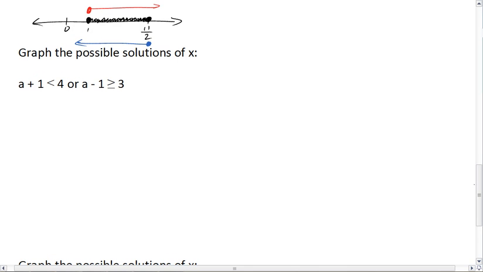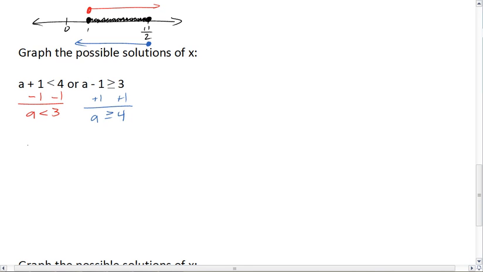We got to get rolling. We only got 3 minutes left. Okay, here we go. This one is an or. Okay, so an or. We've got 2 different pieces now, so let's go ahead and just solve this piece. We'll subtract 1. So a is less than 3. And then we'll do the other side. We'll add 1 to each of those. And we've got a is greater than or equal to 4.